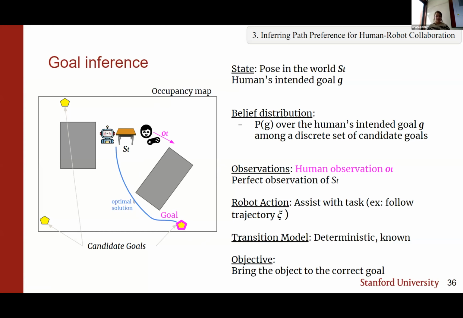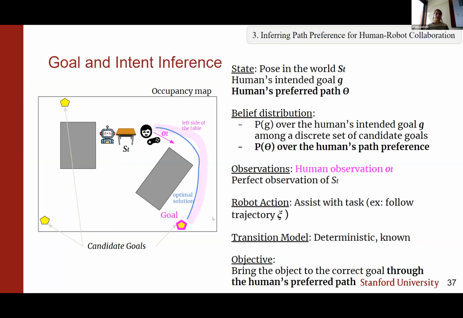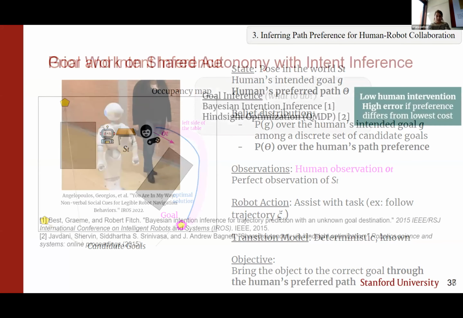And just visually you can notice there's a problem here. The human's pointing with their joystick for the robot to go on the left side of the table, but the optimal solution doesn't account for that. And what we want here is really a way to infer the human's path preference, even if their preference doesn't match with the lowest cost path, with the cost being what the robot thinks the cost is. And to do so, we need to encode the human's path preference, and we call theta the variable to encode it here.